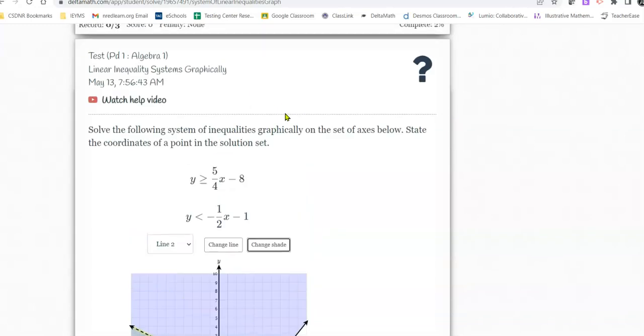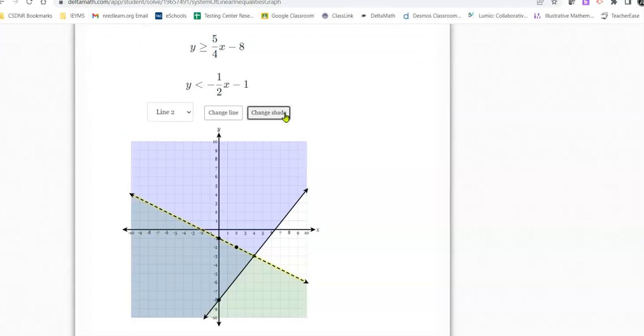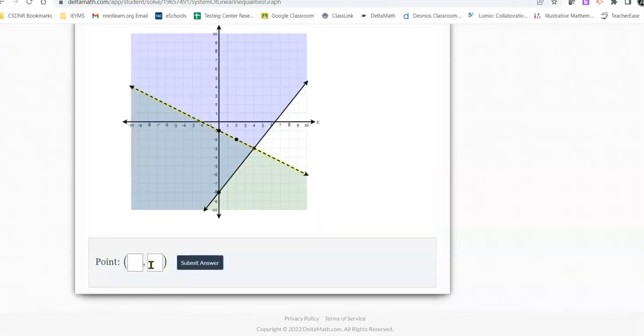And now the question is, state the coordinates of a point in the solution set, which is in this darker shaded area here. So I'm just going to choose any random point, but nothing along this dotted line. Definitely not the intersection. But I could choose this black dot if I wanted, but I'm just going to be safe and go right over here at -6, -5.